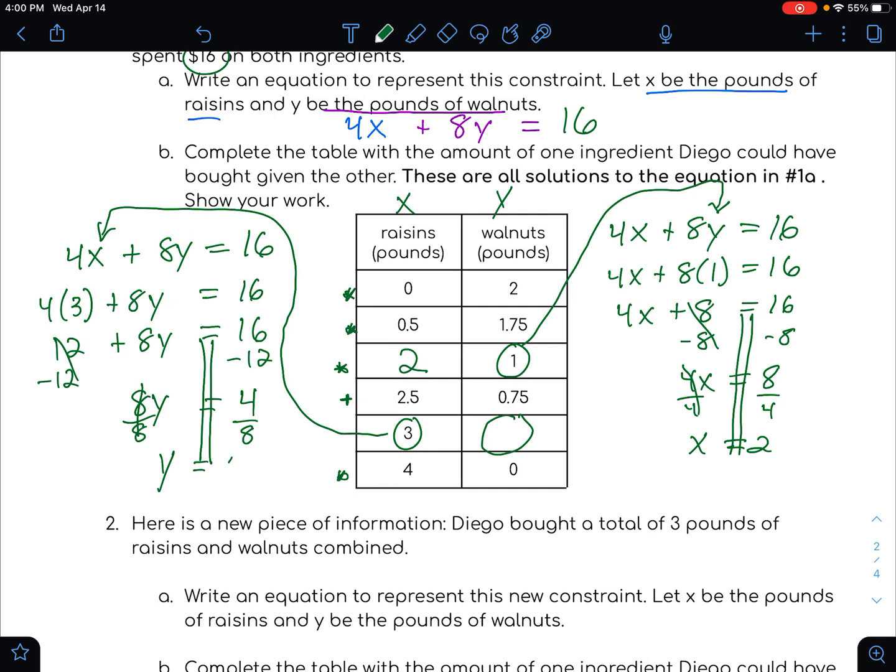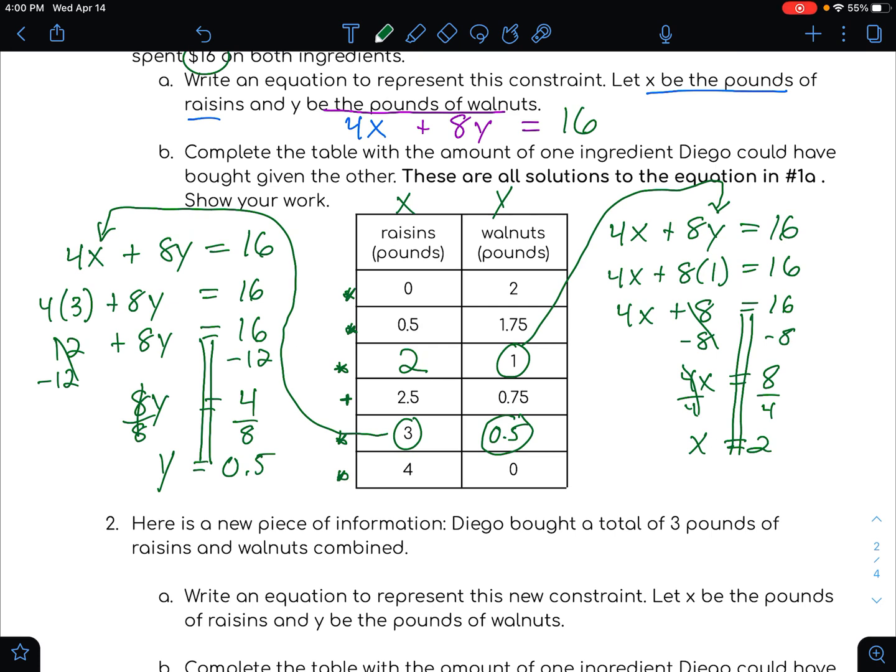And then 4 divided by 8 is 1/2, or 0.5. And so another solution combination that would work would be 3 pounds raisins and 0.5, or a half pound, walnuts. So that's the idea there. A solution is simply an x, y pair, a variable pair that makes the equation true.